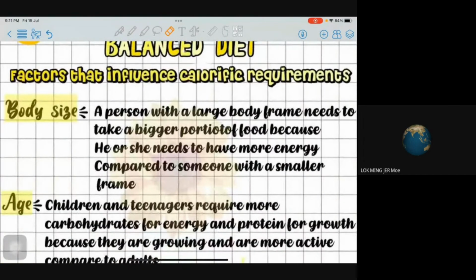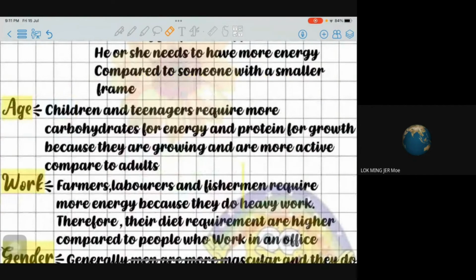Then, other than that is body size. If you are bigger, then you need a lot of food. And age as well. When you are growing, you need a lot of carbohydrate and protein, so even if you eat a lot, it becomes energy. Compared to very old people, they cannot eat a lot already.